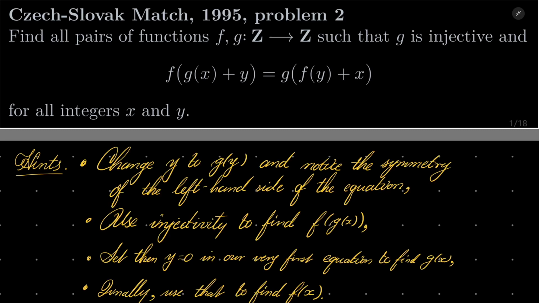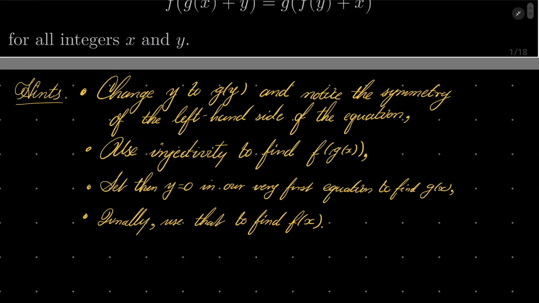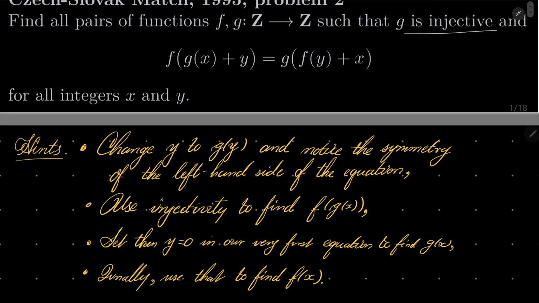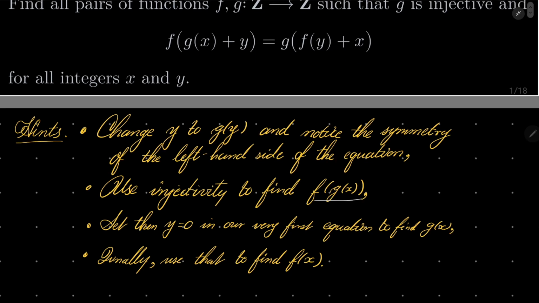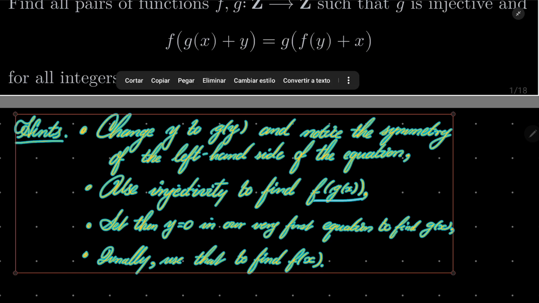Here are my hints. First, change y to g of y and notice that our left-hand side of our equation becomes symmetric with respect to x and y. You should use that and also use the assumed injectivity of g to find f of g of x. Then, once you have f of g of x, you should set y to be 0 in our very first functional equation to find g of x. So give this problem a try and I will see you in just a minute.